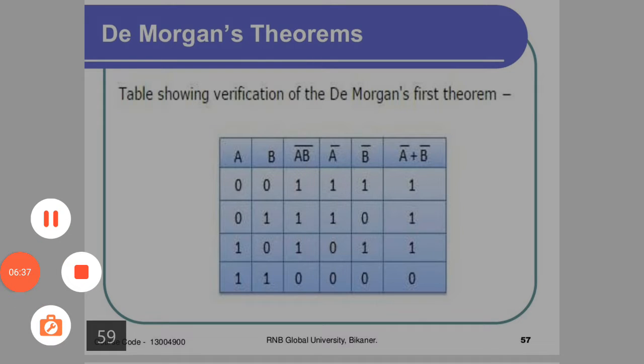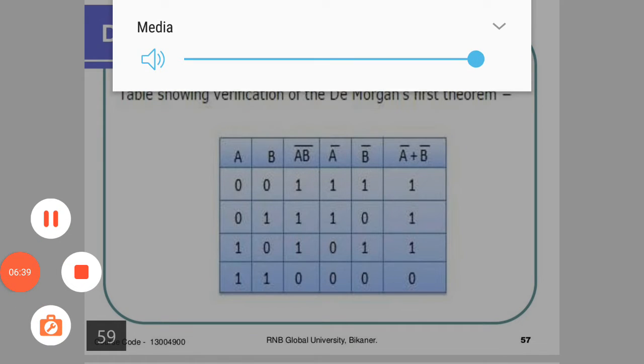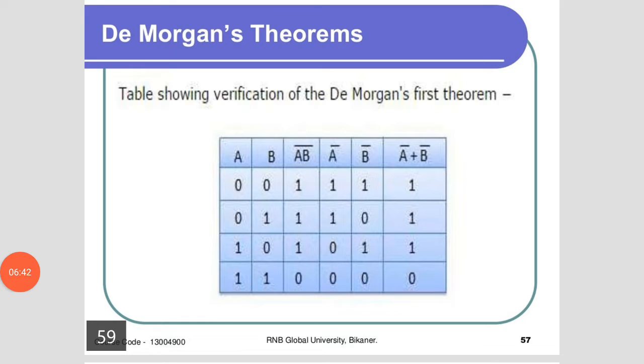In De Morgan's theorem, this table shows the verification of De Morgan's first theorem. A, B, output (AB) bar: for 0 0 the output is 1, for 0 1 the output is 1, for 1 0 the output is 1, and for 1 1 the output of (AB) bar is 0.